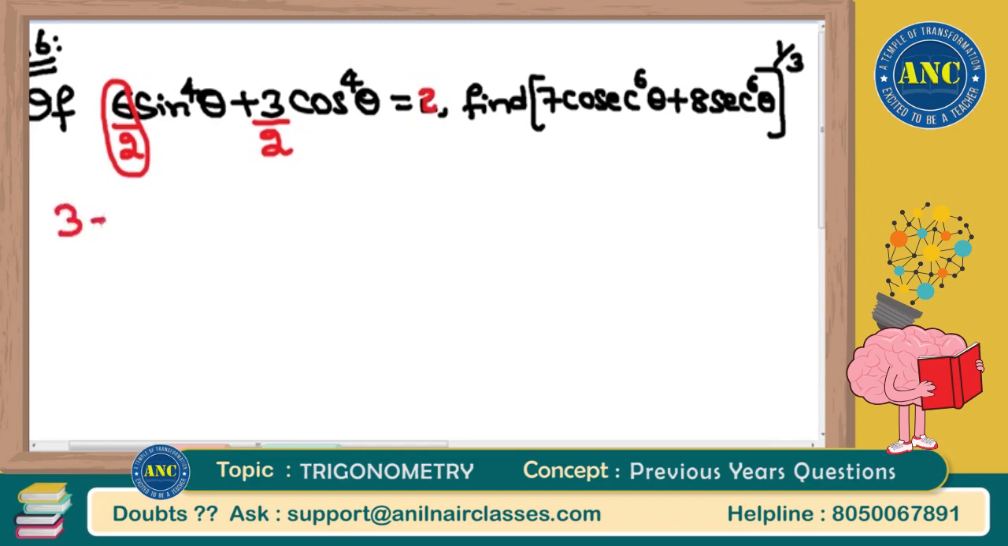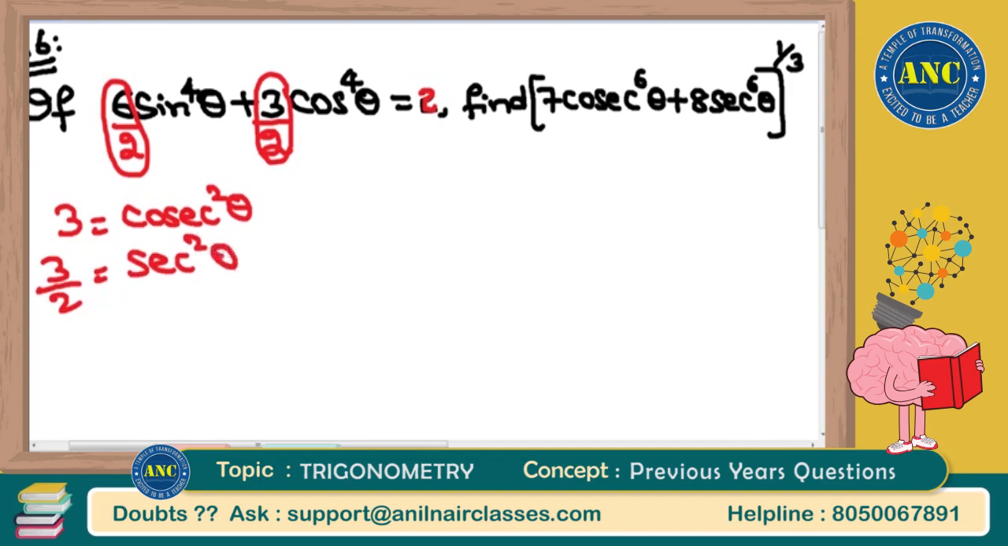3 will be the value for cosecant square theta. This 3 by 2, whatever I got here, will be the value for secant square theta. Very fast you can do it. The answer will be 7 into cosecant square is 3, so cosecant power 6 is 3 cube. It is 3 cube. Similarly, this is 3 cube.